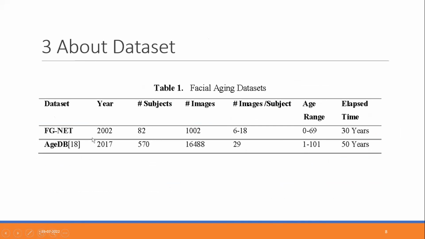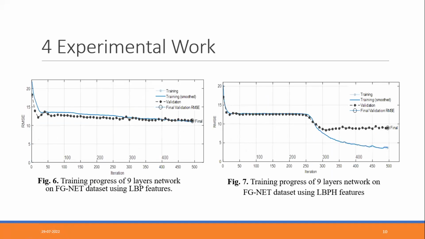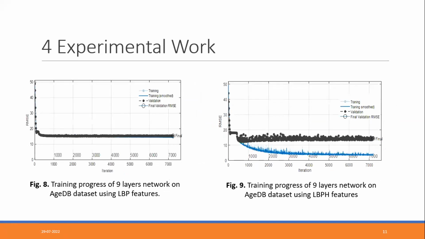FGNet is one of the basic data sets for the age estimation task. But ASDB is the latest, so I'm evaluating my network on the latest data set also to get to know how much more improvement is required in the coming days. Right? And then I tested the same network using the LBPH feature on the ASDB network. In this case, I got a mean absolute error of approximately 11.7 something, but RMS error is approximately 14 point something.